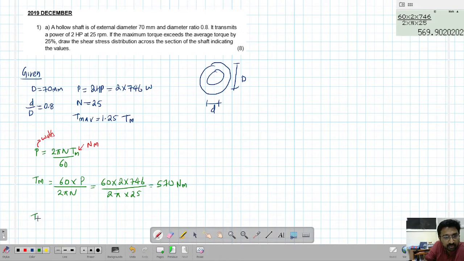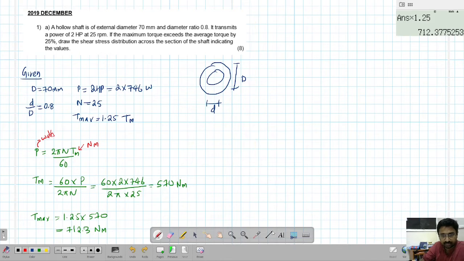The maximum torque will be 1.25 times the mean torque of 570, which gives 712.3 Newton meter. So 712.3 Newton meter is the maximum torque. We have found the first part of the problem. Now we will solve the second part.